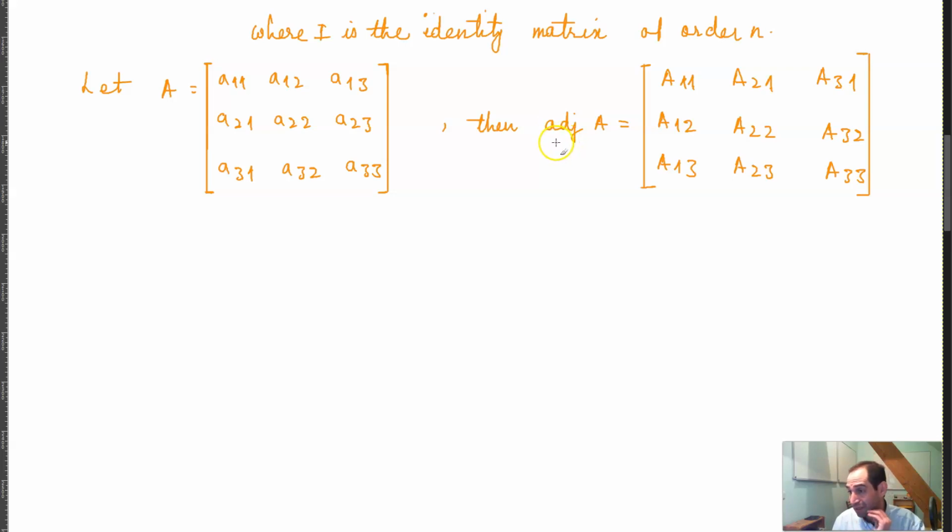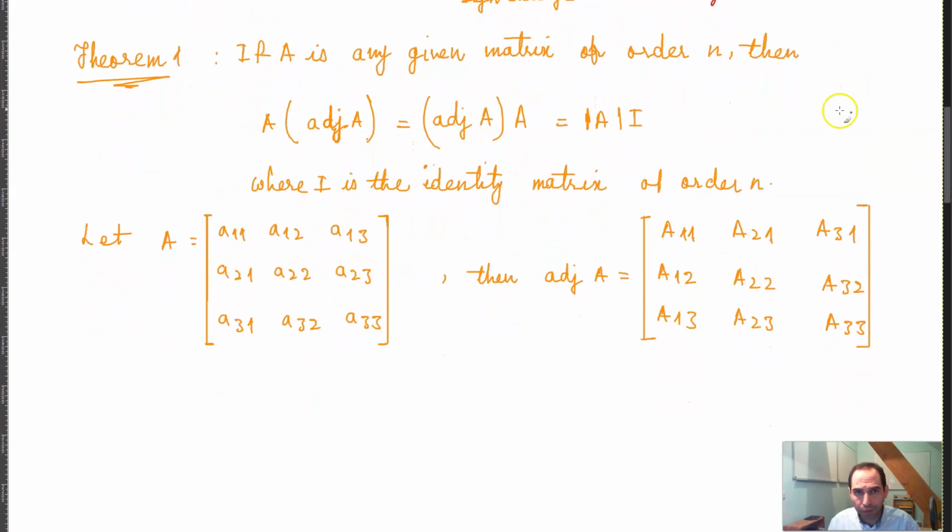Now, since the sum of products of elements of a row or column with corresponding cofactors is equal to determinant A, and otherwise 0, we have, let me see what this is. Okay, so for the verification of theorem 1: if A is any given matrix of order n, then A times adjoint A is equal to adjoint A times A, which is equal to determinant A times I.